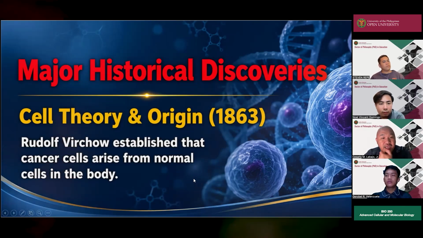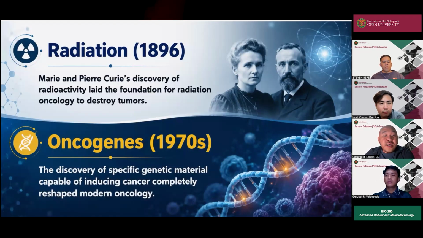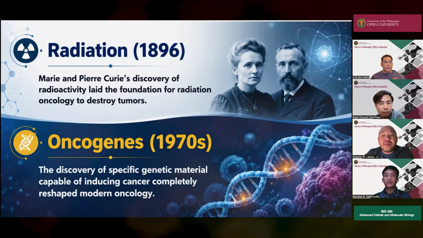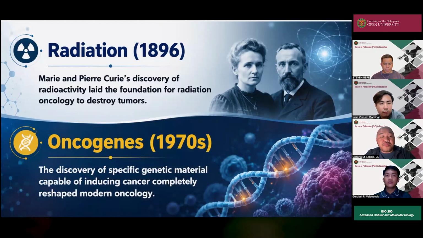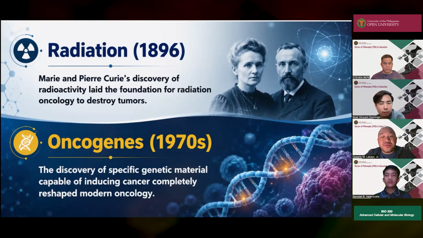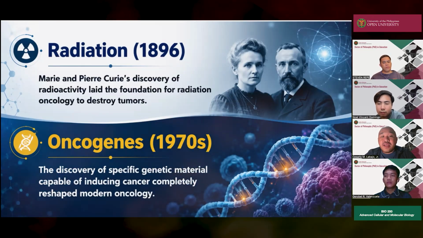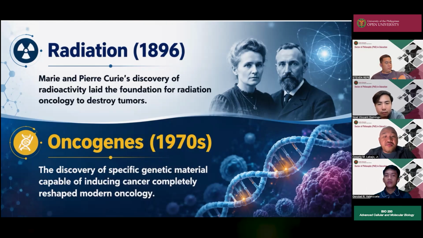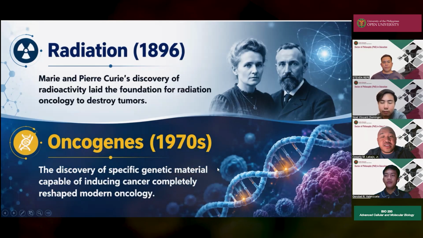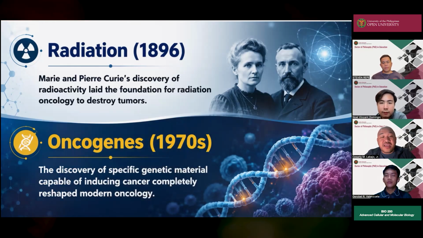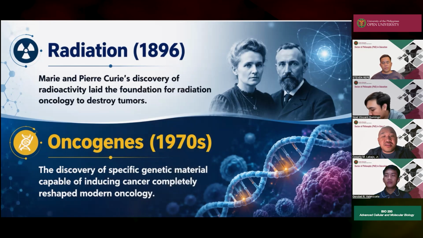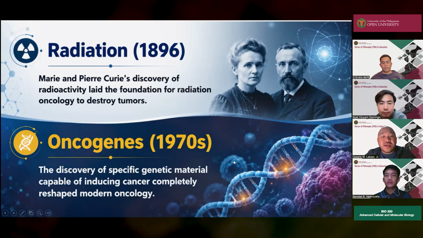Next, radiation and oncogenes. The discovery of radiation by Marie and Pierre Curie became the foundation of radiation therapy. Radiation can damage the DNA of cancer cells and prevent them from dividing. Later, the discovery of oncogenes helped scientists understand that specific genetic changes can drive cancer. This discovery helped shift cancer treatment towards molecular targets.